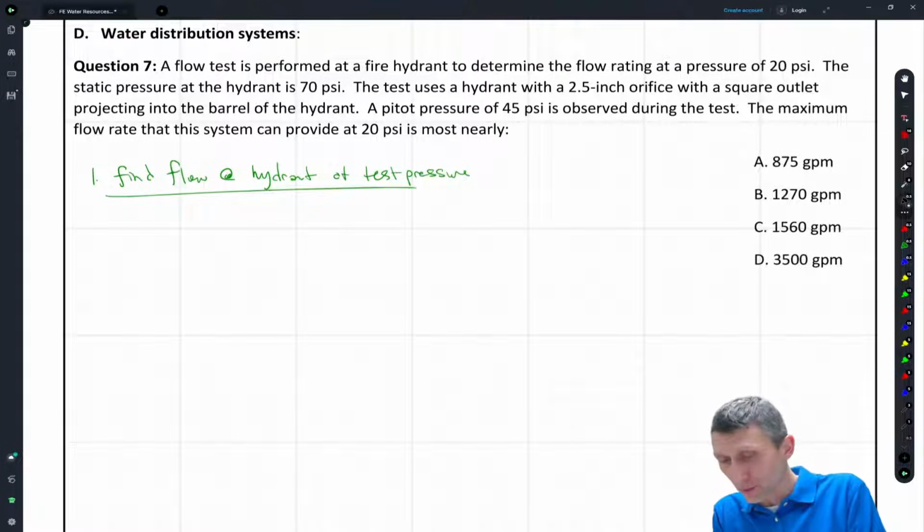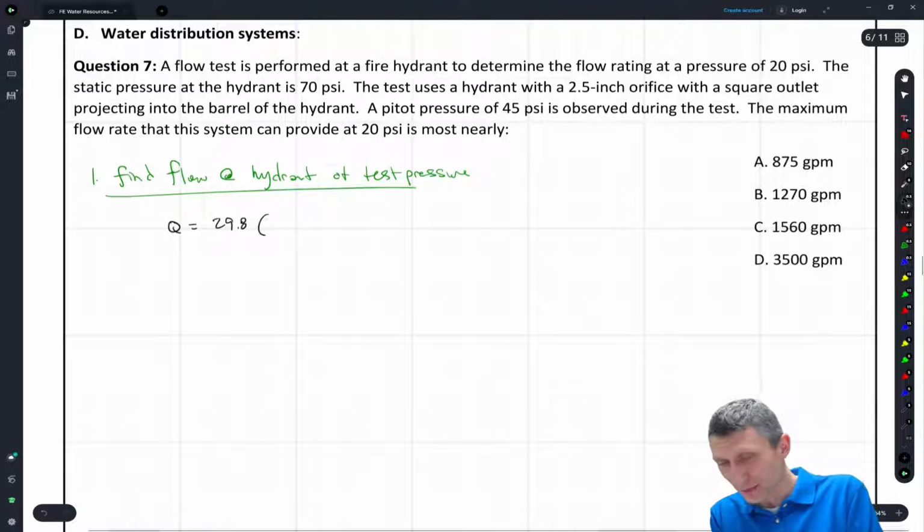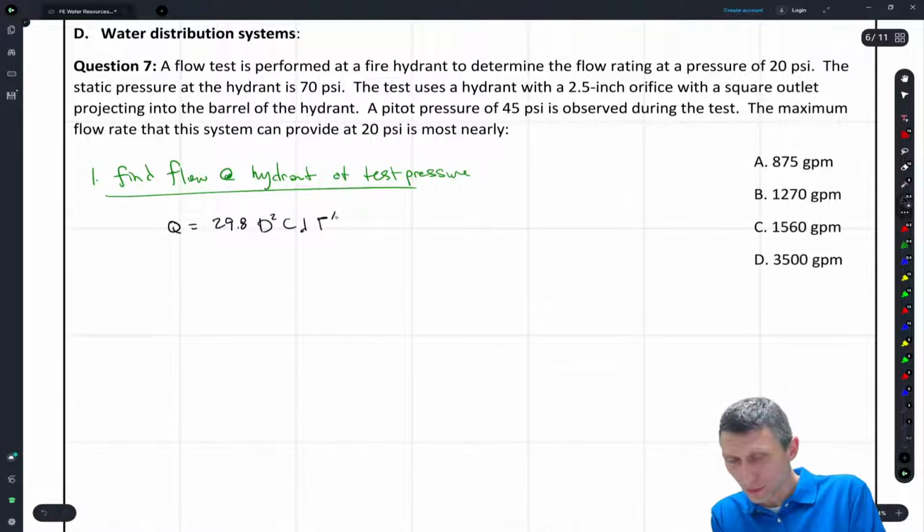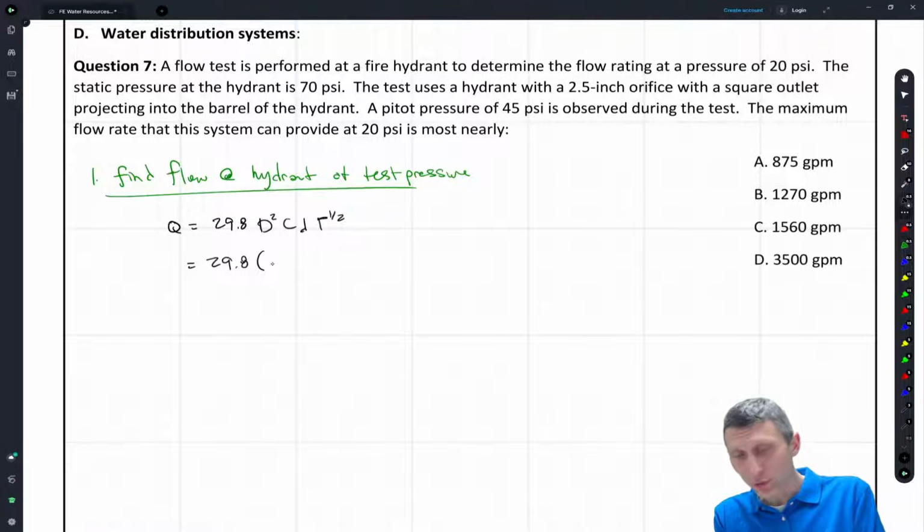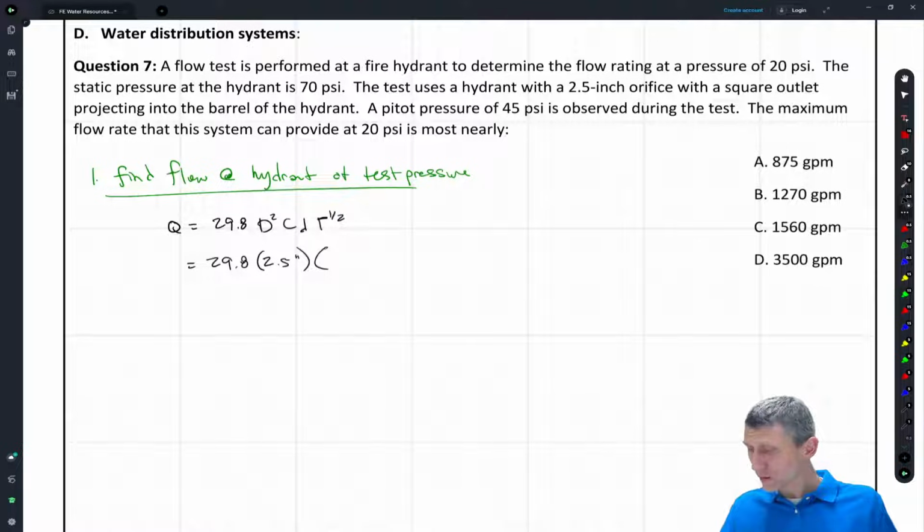The equation for that one is Q equals 29.8 times D squared times CD times P to the 1/2. This is an empirical formula, it's calibrated, and the 29.8 has some conversions in it already. D is our outlet diameter, so we have a 2.5-inch orifice, and D is in inches, times CD, which is a factor for the hydrant coefficient.